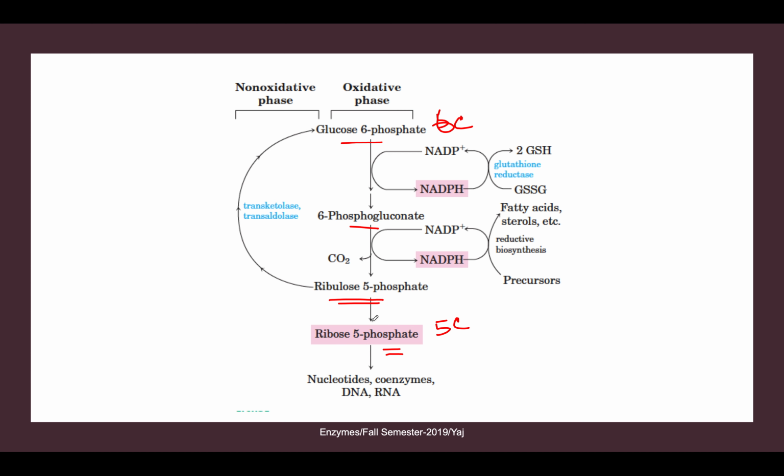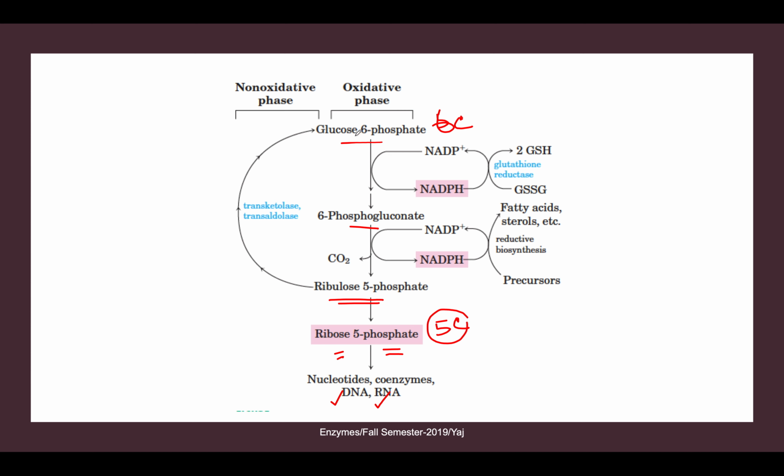And why these 5-carbon sugars are so important is because of the fact that they form the backbone for the synthesis of DNA and RNA. So in case of RNA, we require ribose sugar, whereas in case of DNA, we require deoxyribose sugar, and both these types of sugars are derived from ribose 5-phosphate.